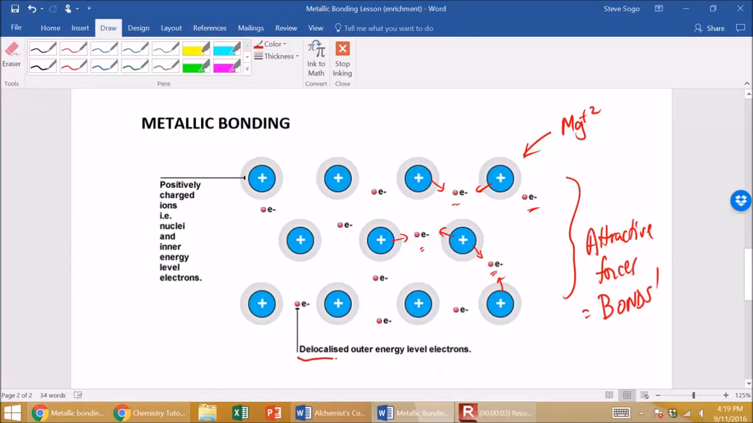The word here is delocalized. So these are electrons that come from the magnesium atoms, but they are not fixed in place. They are mobile. That is the key to metallic bonding. We need mobile electrons.